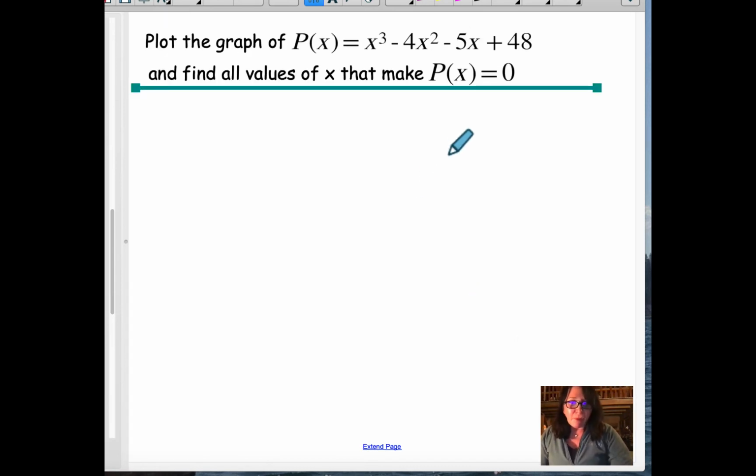Again, same type of problem. Find all the values of x that make p of x equal to 0. And they asked me to plot the graph for that. So you can do that on your calculator for this.